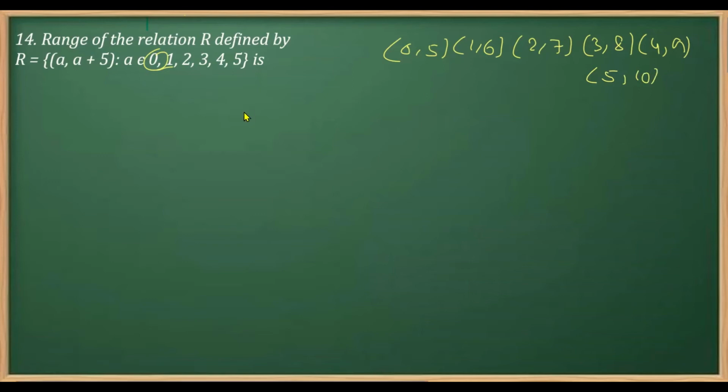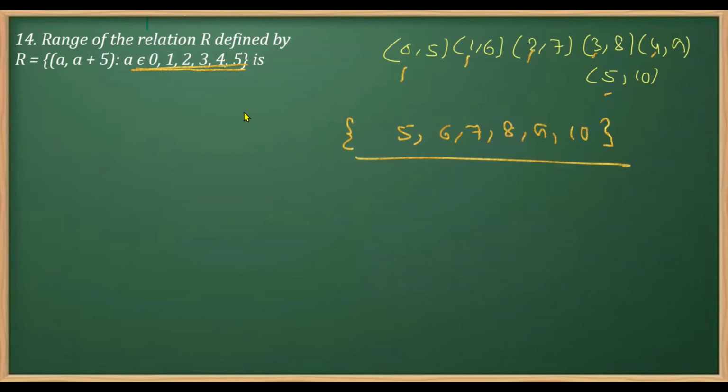Now check here. What you need to remember is that these are the values of A and not A plus 5. A plus 5 can take any other values, as you can see that here they are saying only that A belongs to this. So when we plug in A as 0, 1, 2, 3, 4, and 5, what we are getting is A plus 5, which is the range here. So the range is a set comprising 5, 6, 7, 8, 9, and 10. So the answer for this is that the range is this.